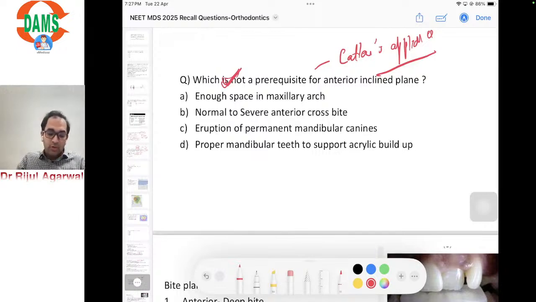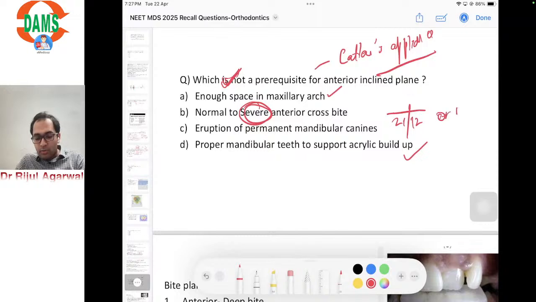Okay, so first, to correct an anterior crossbite, enough space in the maxillary arch is definitely wanted. Normal to severe anterior crossbite. Okay, severe is the word. We'll consider this option and move ahead. Eruption of permanent mandibular canines and proper mandibular teeth to support the acrylic buildup is definitely required, because this appliance is cemented on the lower arch. So I mark eruption of mandibular canines. According to me that is the correct answer: eruption of permanent mandibular canines is not a prerequisite. What we want is erupted lower incisors, not mobile incisors.